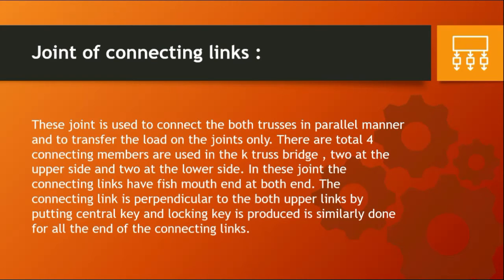Joint of connection links. This joint is used to connect both trusses in a parallel manner and to transfer the load on the joints only. There are a total of 4 connection members used in the K truss bridge, 2 at the upper side and 2 at the lower side. In this joint, the connection links have a fish mouth at both ends. The connection link is perpendicular to both upper links by putting a center key, and a locking key is produced. This is similarly done for all the ends of the connection link.